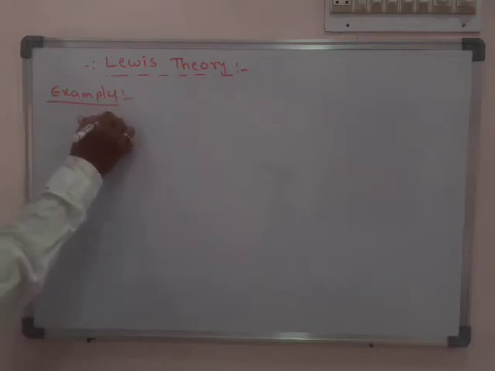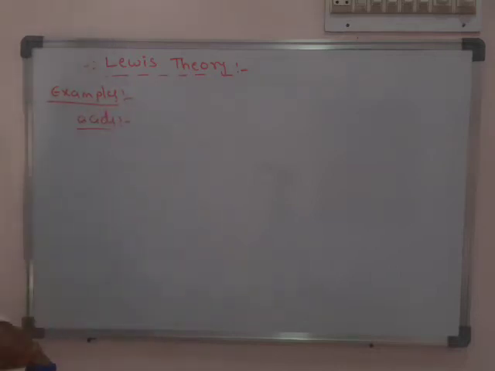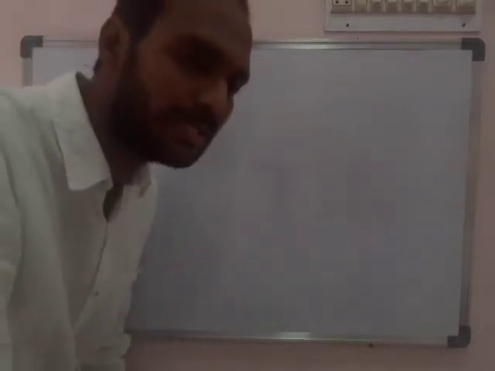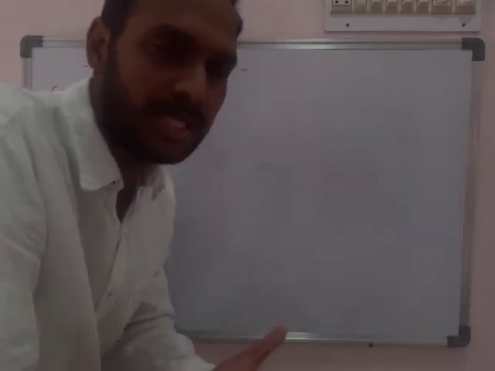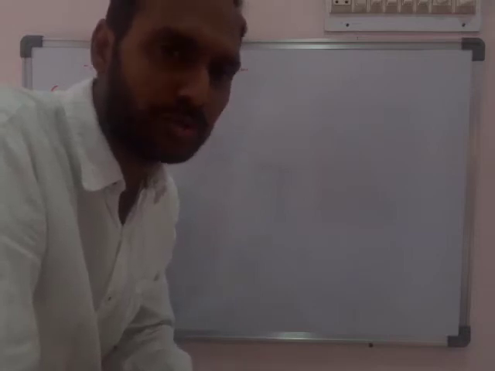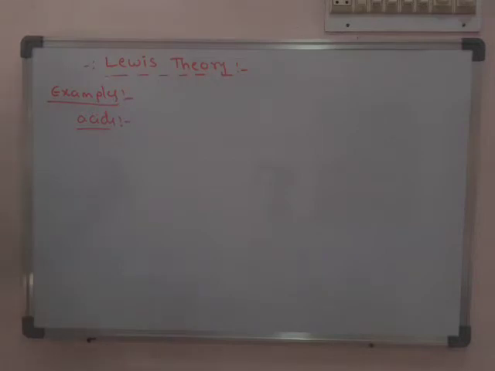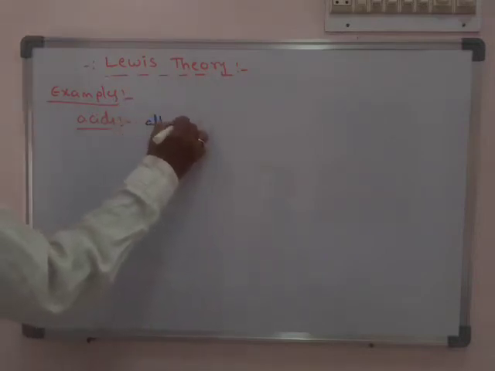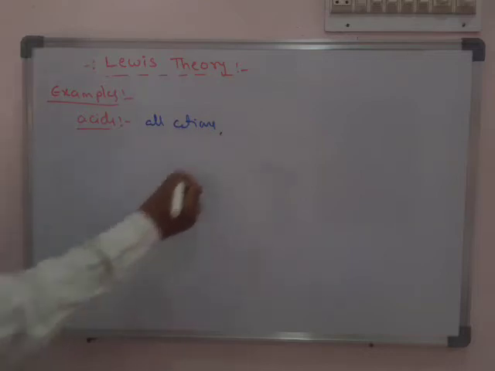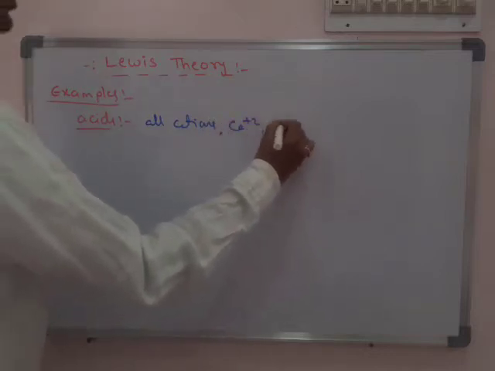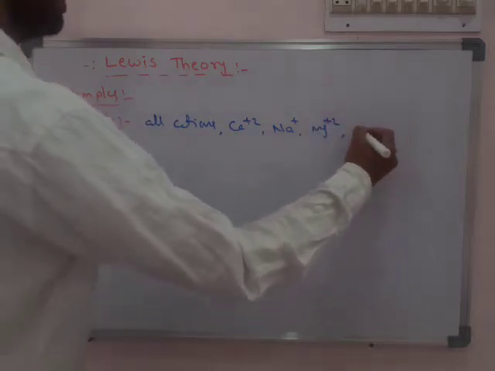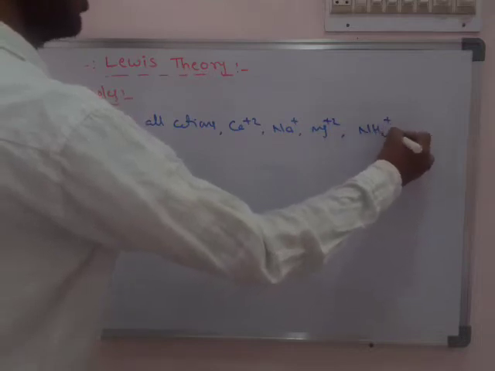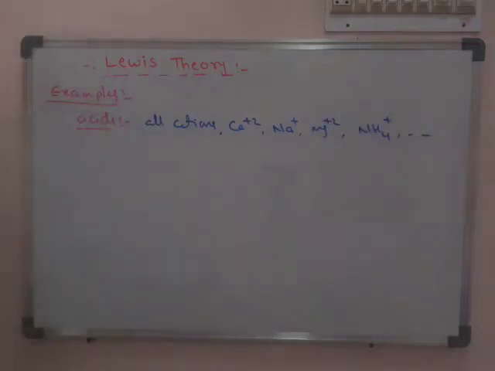Examples: what are the Lewis acids? We can write examples of Lewis acids. All cations. Cations are electron deficient, having positive charge. They are ready to accept electrons, so we can say they are electrophiles. All cations, just like Ca plus 2, Na plus, Mg plus 2, even ammonium NH4 plus. So all cations work like that.